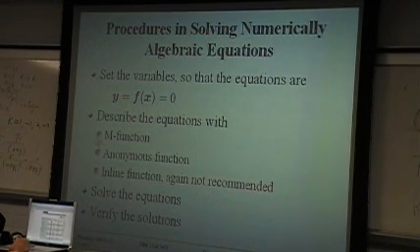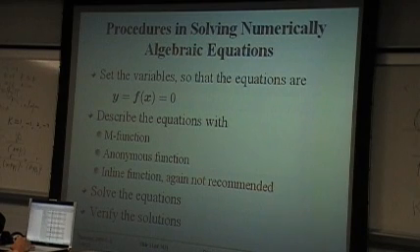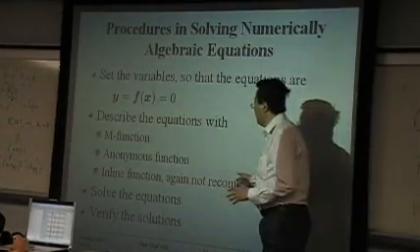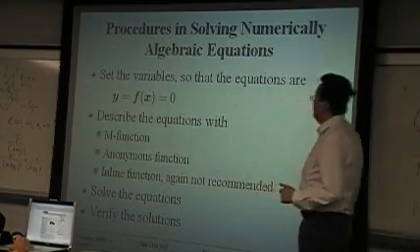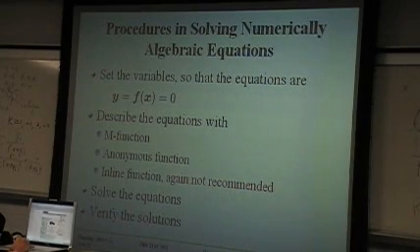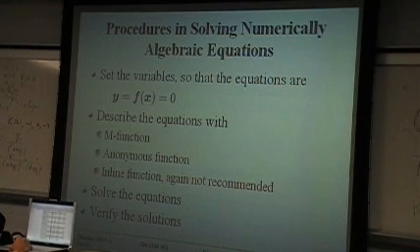And the second step is to describe the equations. There are three ways to describe the equation. One is by M-function. The other one is anonymous function, as I will demonstrate by examples. And the third one is the so-called inline function, and I'm not going to recommend this kind of representation because it is kind of old-fashioned and very, very slow. So I will concentrate on the first two kinds of description of the original equation, and this is the second step.